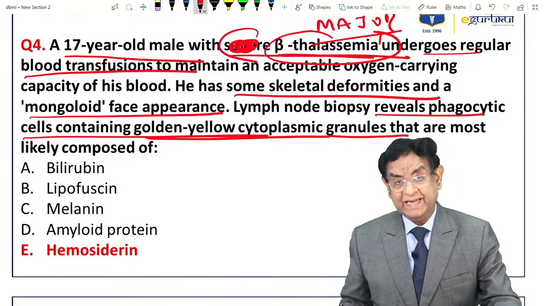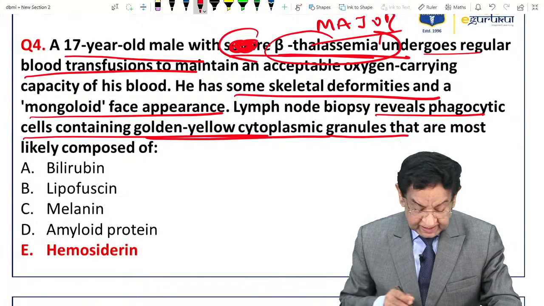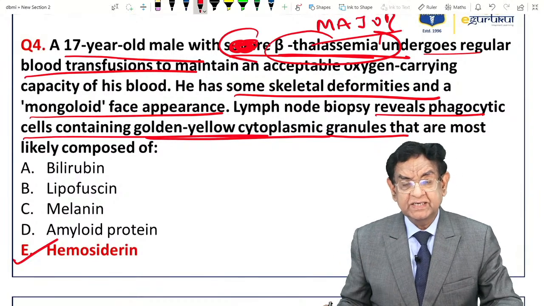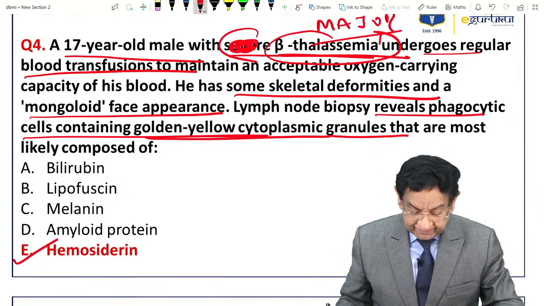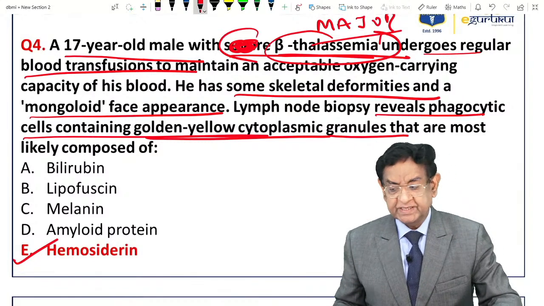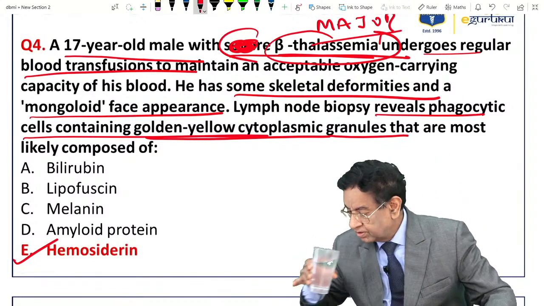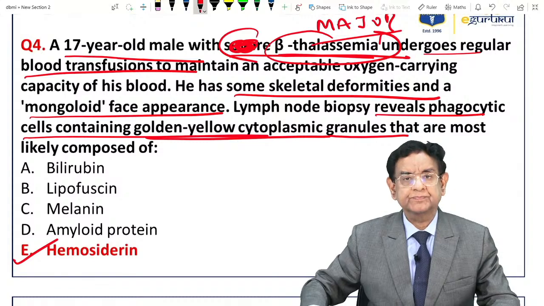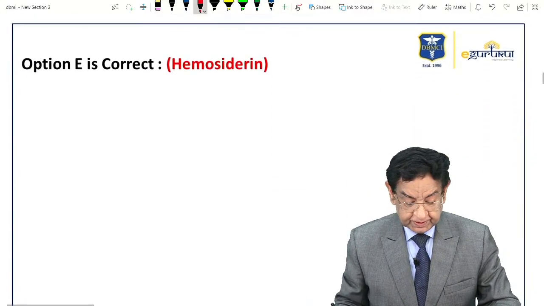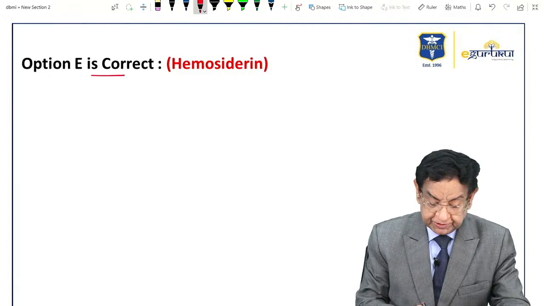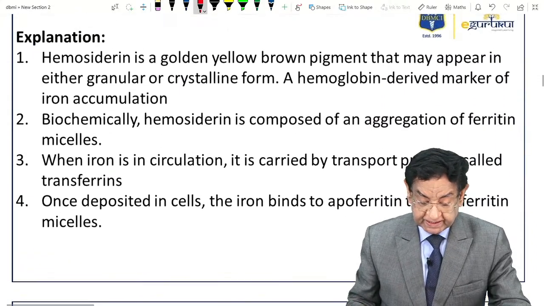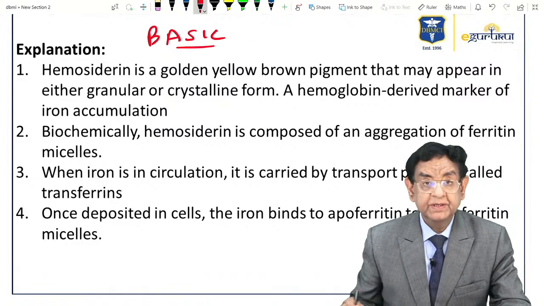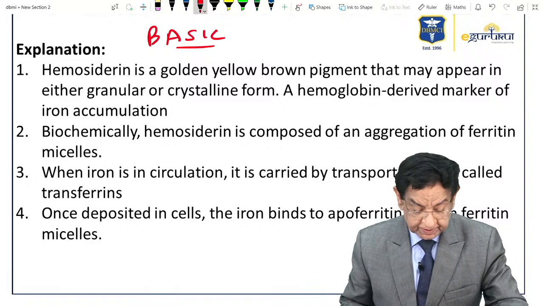What are these granules most likely? The answer is hemosiderin. Why this answer? What is hemosiderin? This we will never understand unless you know the basic concepts. The right answer is hemosiderin. Some basic concepts. The basic concept goes like this.